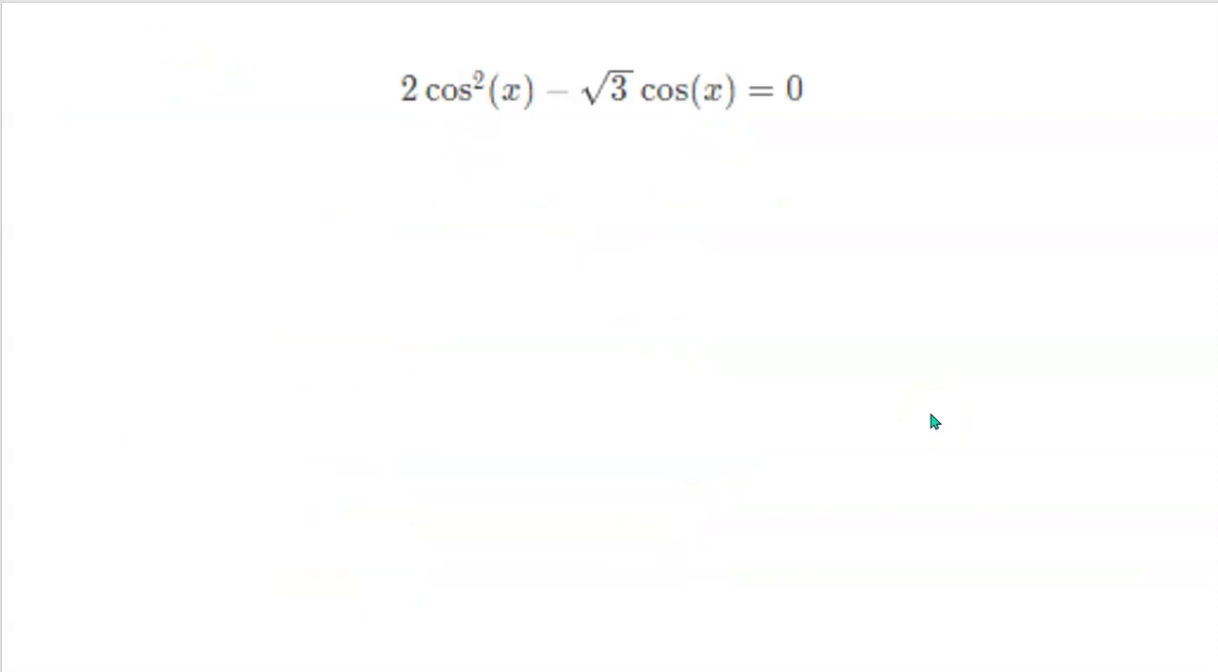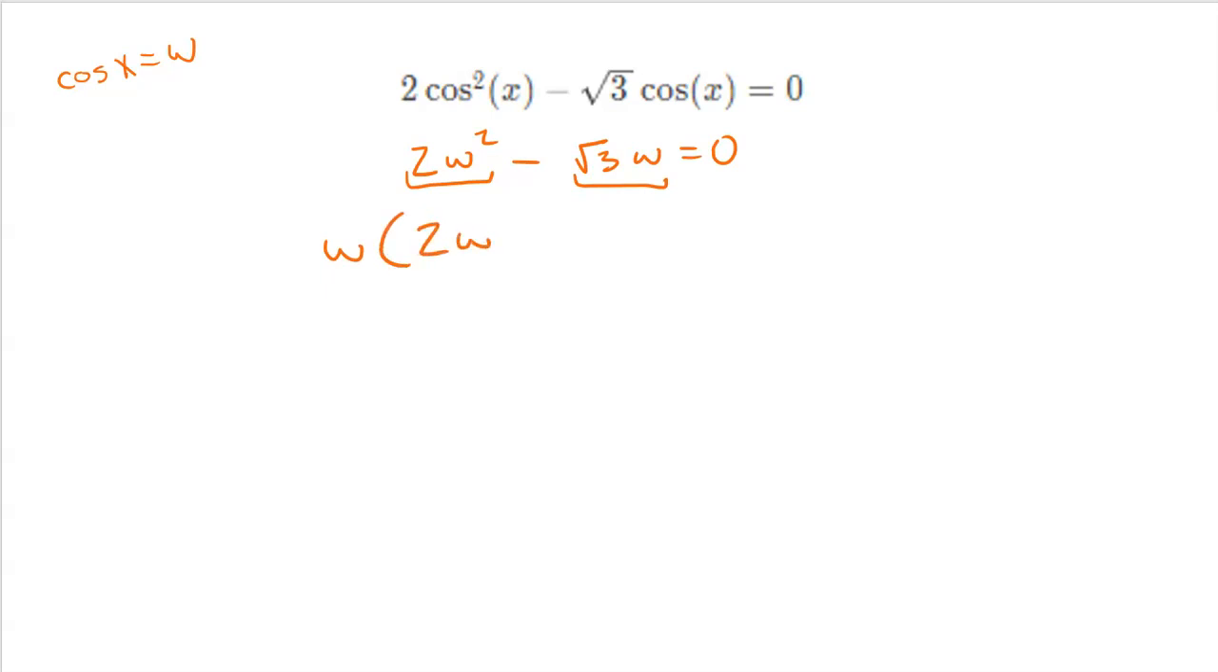It's another one with cosine this time. And again, if it helps you, just take the trig out of it for a second. So let's have cosine of x equal w. So we have 2w squared minus radical 3 times w equals 0. All right, and this is going to be a 2-term problem. We have 2 terms, 2w squared and radical 3 w. Both terms have a w, so we could factor that out, and we get w times 2w minus radical 3 equals 0. I just created two factors, so w can equal 0, or 2w minus radical 3 could equal 0.